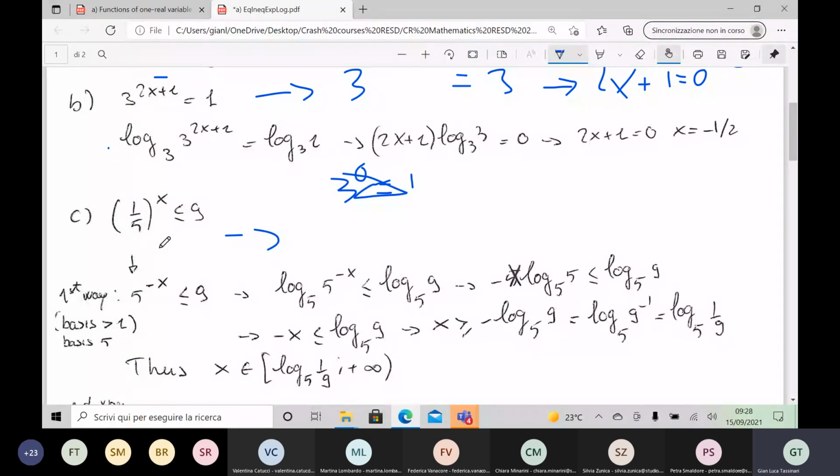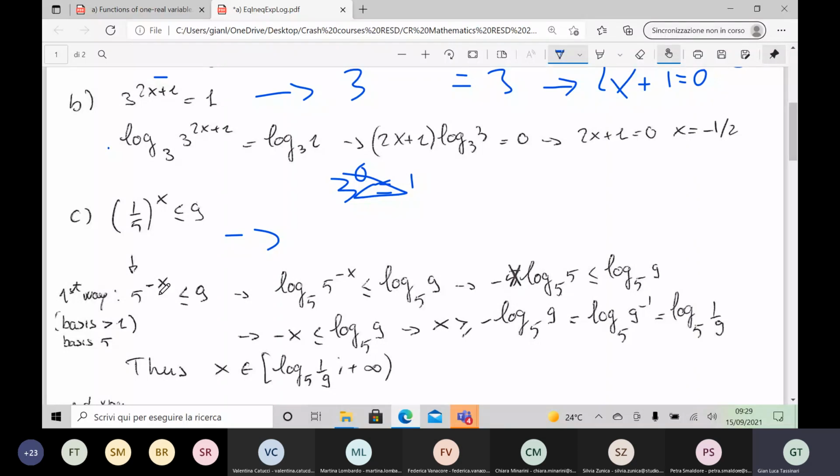The case in which the basis is a number between 0 and 1, not included, and the case in which the basis is bigger than 1. So it is convenient. This is what I did in the first way. So you see, I wrote basis bigger than 1. I transformed it. Guys, remember, how can you put 5 as a basis? Well, if you put 5 as a basis, you have to change the sign of x. So in other terms, if you put a minus in the exponent, you have to take the reciprocal of this number. So you get 5 to the minus x, which is smaller or equal than 9.